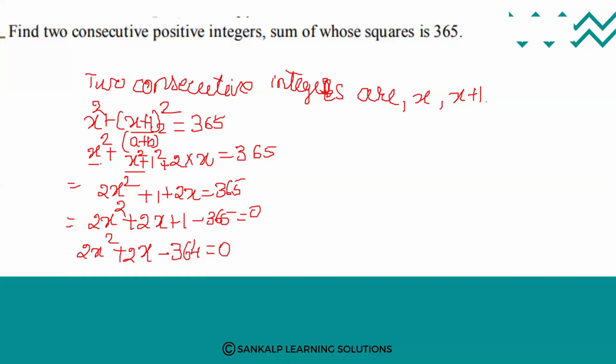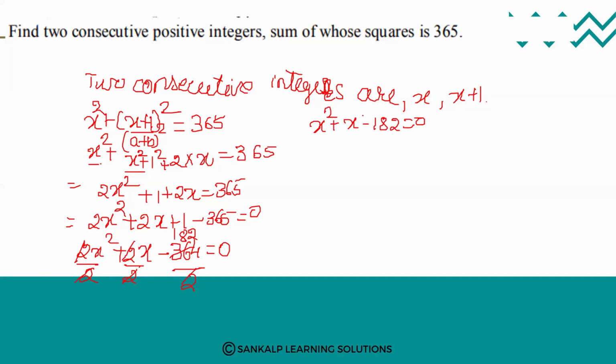Now all the numbers are divisible by 2. Observe here, all numbers are divisible by 2. 2 and 2 will get cancelled. 2 ones are 2, 2 sevens are 14, 2 one eighty-twos are 364. That means you will get x squared plus x minus 182 is equal to 0.